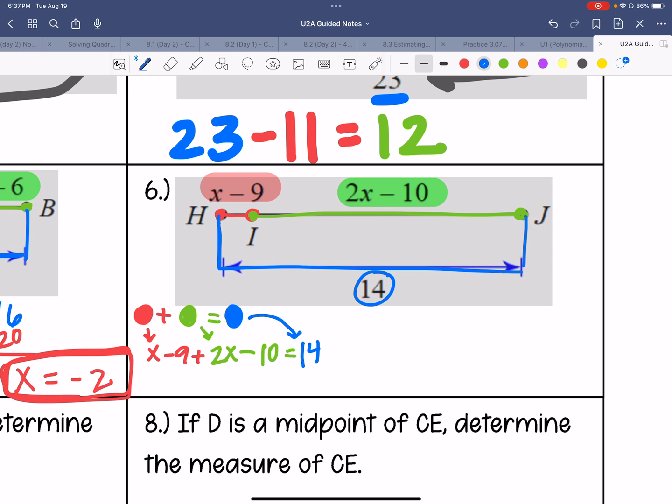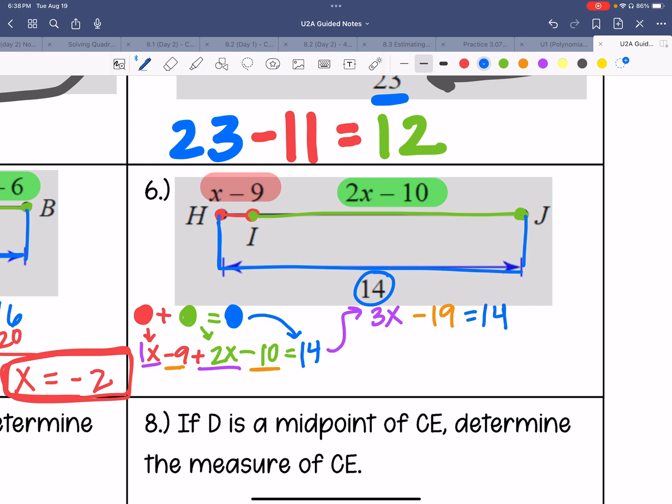So again, now I want to combine my like terms and solve for x. So again, I have 1x plus 2x, and that is going to give me 3x. And then negative 9 plus negative 10, again, watch your signs. Negative 9 plus negative 10 is going to give me negative 19, and that is still going to equal 14.